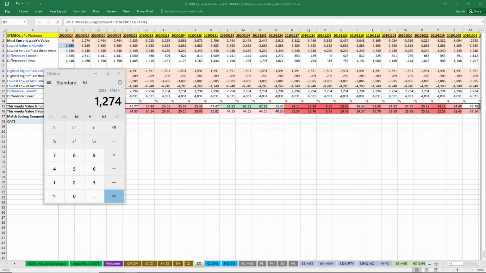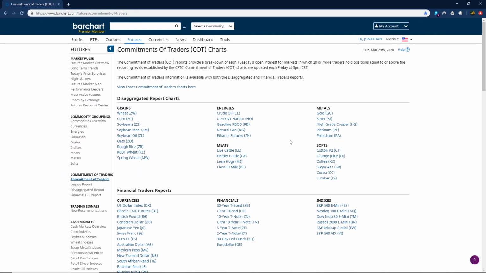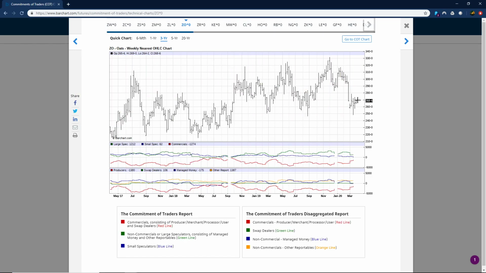And I've seen that happen before with OATS where we just don't. Let's look at the legacy report too. Drill down the grains here. No, and that's all we've got. So we'll take a look at the commitment of traders on bar charts here, just to see if we can find anything on OATS. And what do we got? Nothing. We've got no data.